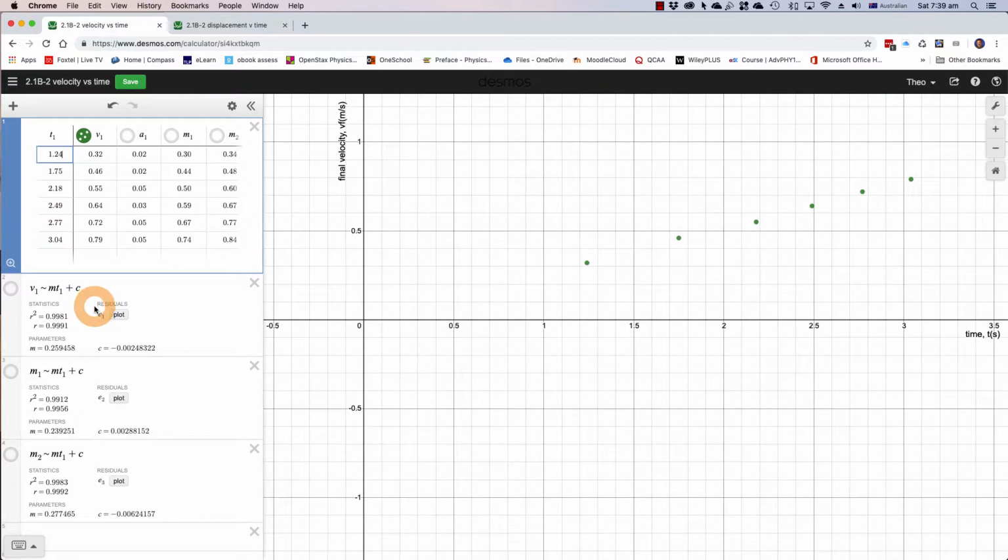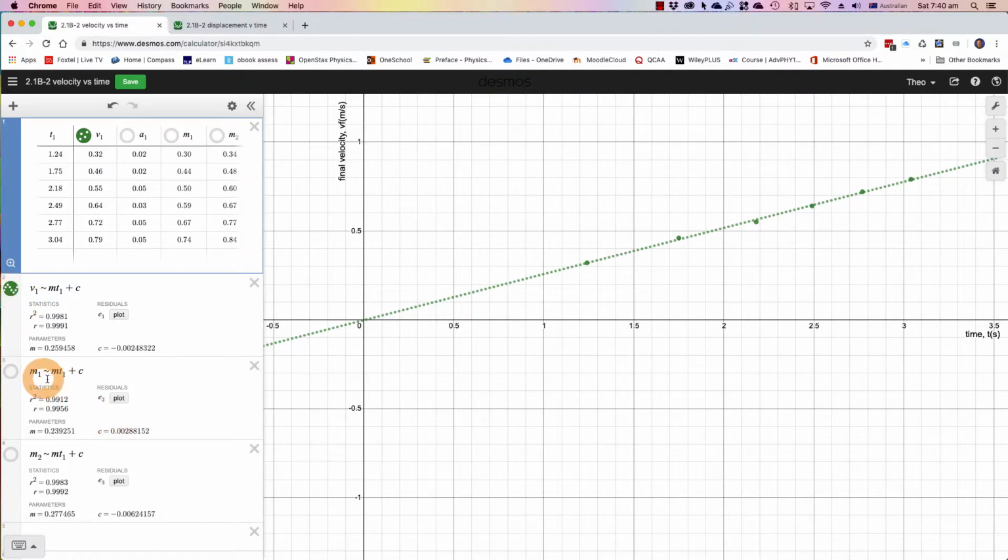Now I can draw a line of best fit for this line. V1 tilde equals MT1 plus C. That is acknowledging that it's a straight line of best fit. So if I check that, there is my average line of best fit for the final velocity versus the time.